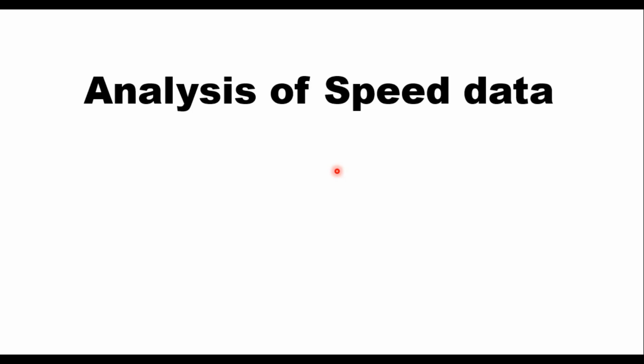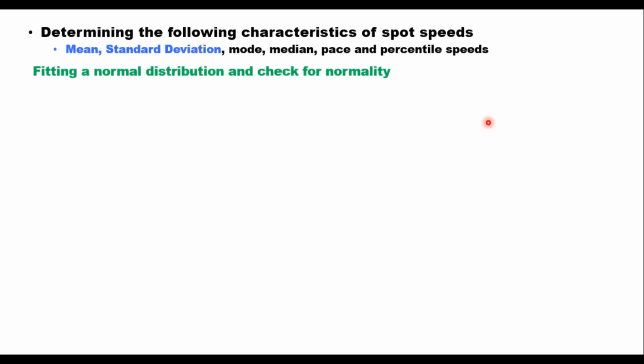Hello friends, today in this session we will discuss how to analyze spot speed data which you collect from field. And when we say analysis, it means determining the following characteristics like mean, standard deviation, mode, median, pace, percentile speeds, then fitting a normal distribution into the speed data and check for normal.